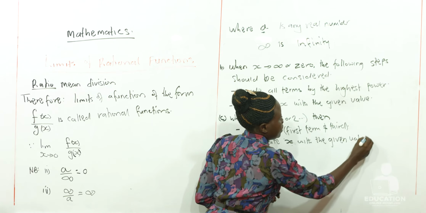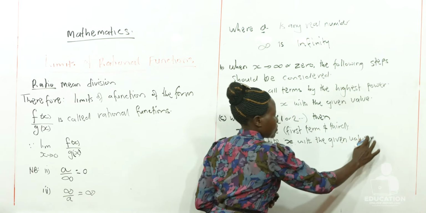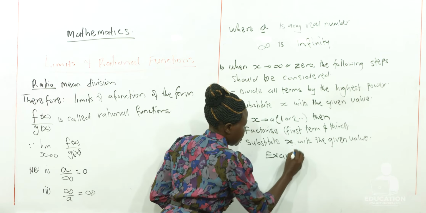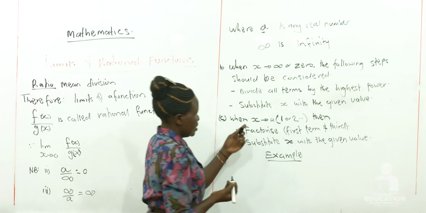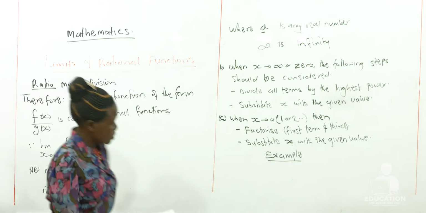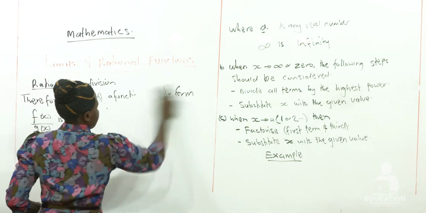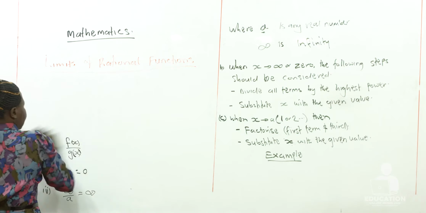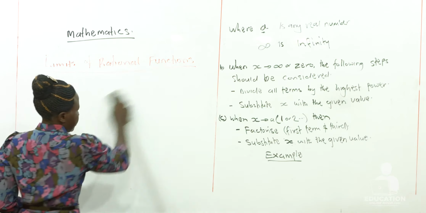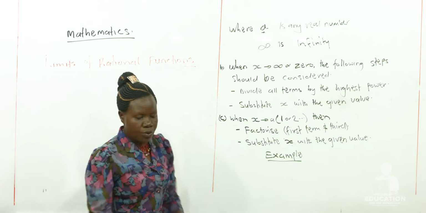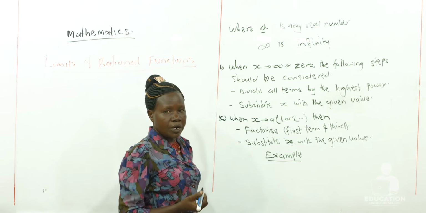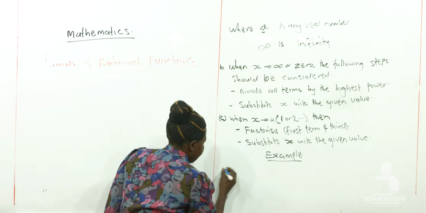So let us go straight to our example and we see how we apply these steps. This one is very, very examinable, learners, in your national exams, both senior 3 and senior 4. You will find most of these questions of limits come from the rational part of a function. Example 1.